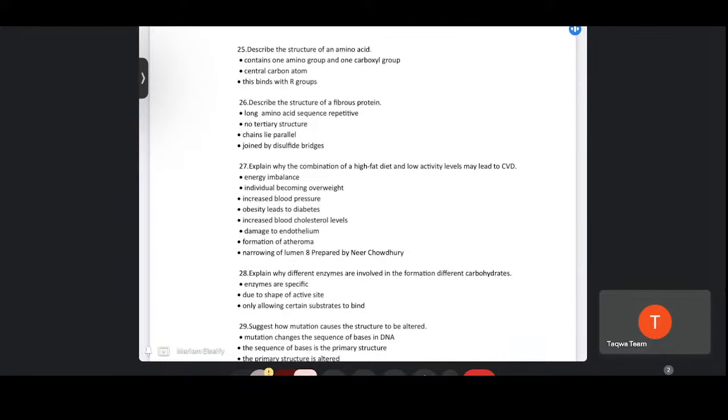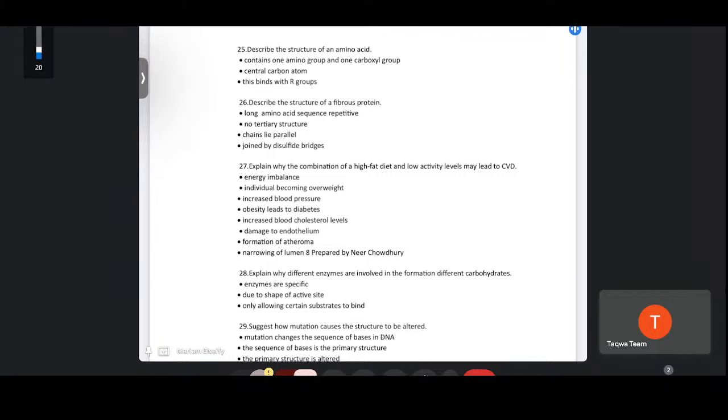Describe the structure of an amino acid. It contains one amino group and one carboxyl group. It has a central carbon atom, which binds with all the groups. Describe the structure of a fibrous protein. Long amino acid sequence, repetitive, no tertiary structure, chains lie parallel, joined by disulfide bridges.